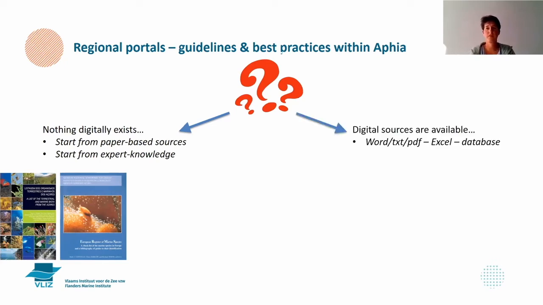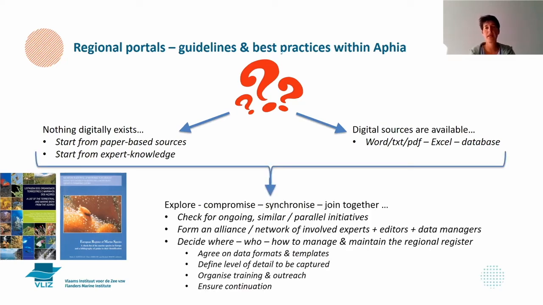The second one is, okay, we do have some digital sources available. That can be very basic, a Word document, a text, or a PDF, but it's digital, or there can be Excel files or a database already that exists that captures your regional species information. Now, in most cases, it's a combination of both. And by that combination comes that you have to take into account a number of things. And it comes down to exploring, compromising, synchronizing, and joining.